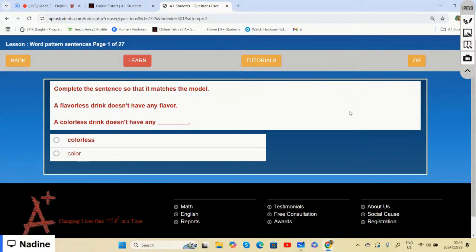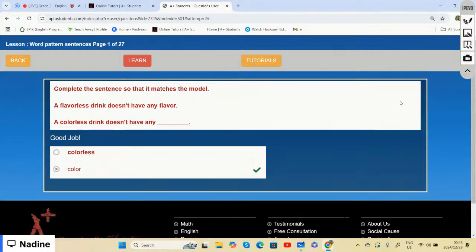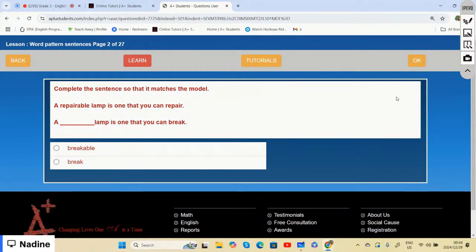A flavorless drink doesn't have any flavor. A colorless drink doesn't have any what? Colorless or any color? All right, if we were to choose the correct option, then it doesn't have any color. Well done. The next one says a repairable lamp is one that you can repair, right?